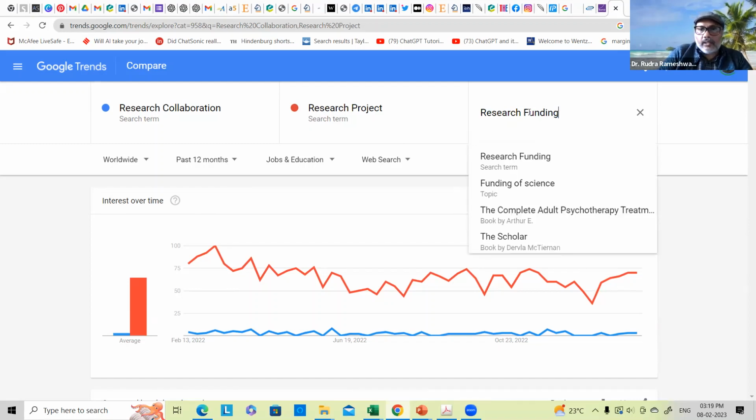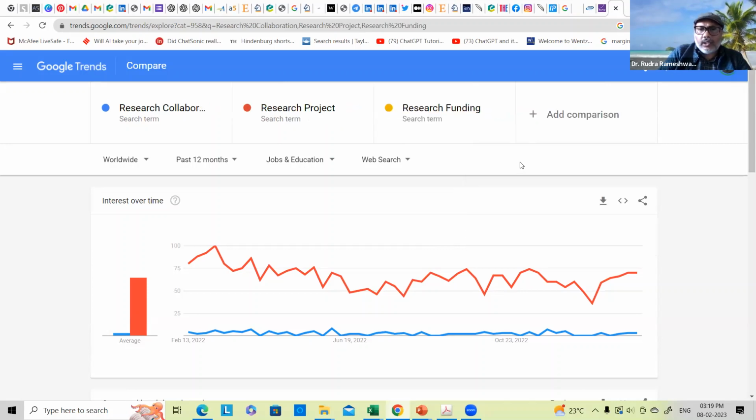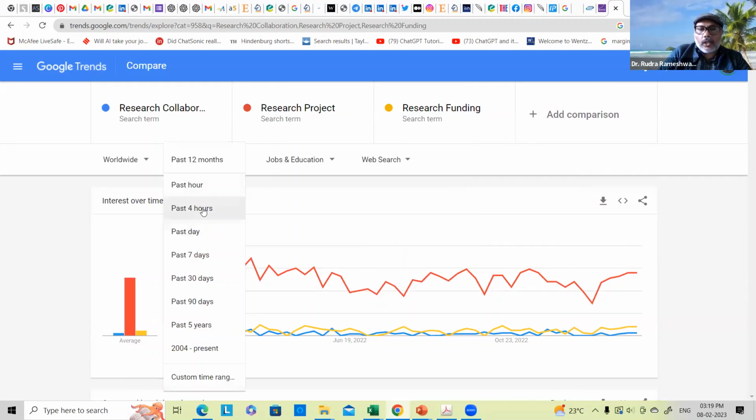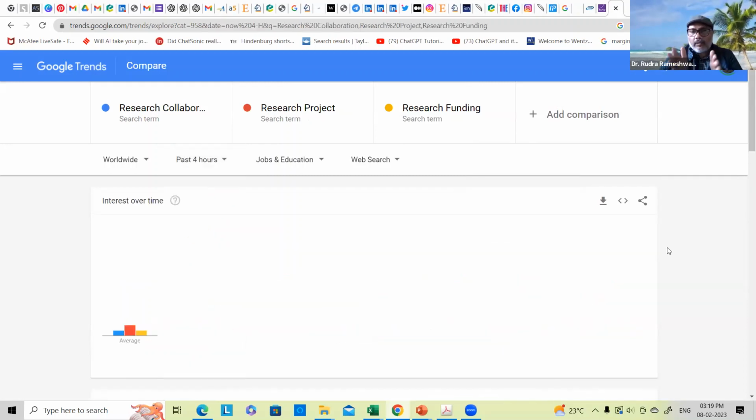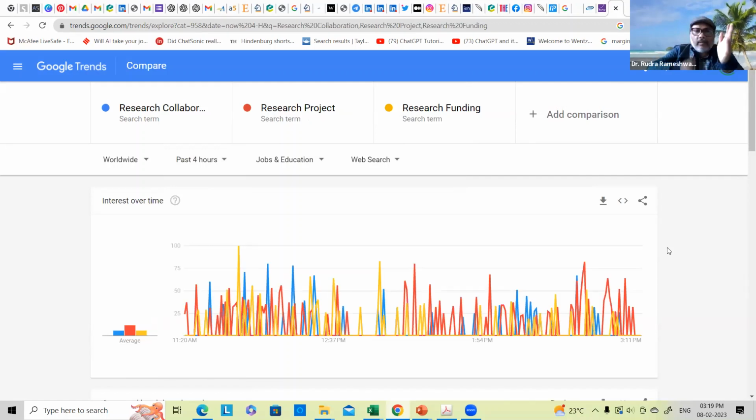Let's see what funding of science and funding of technology look like; you can also search it. Then you can see it is also decreasing. So hence proved, guys, in the last 12 months it is also there. Even if I talk about the last 4 hours, even today, you can say people have not much.